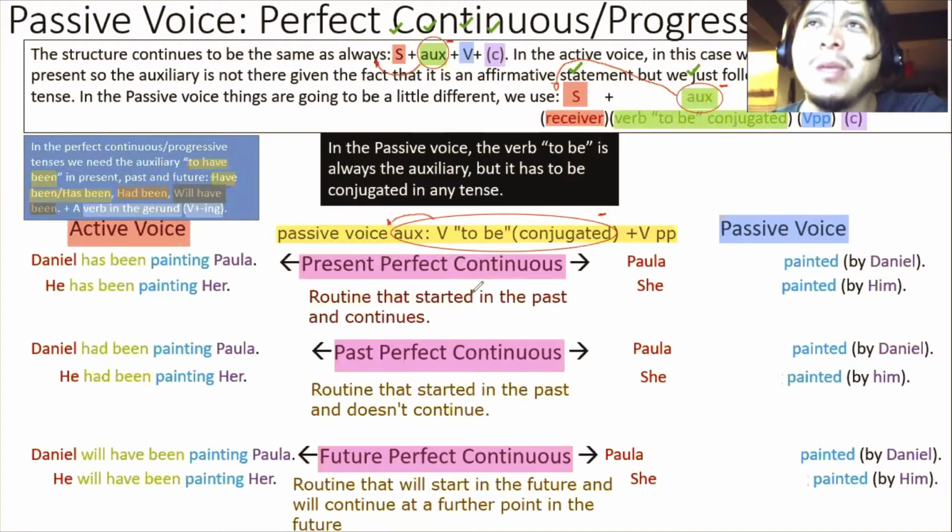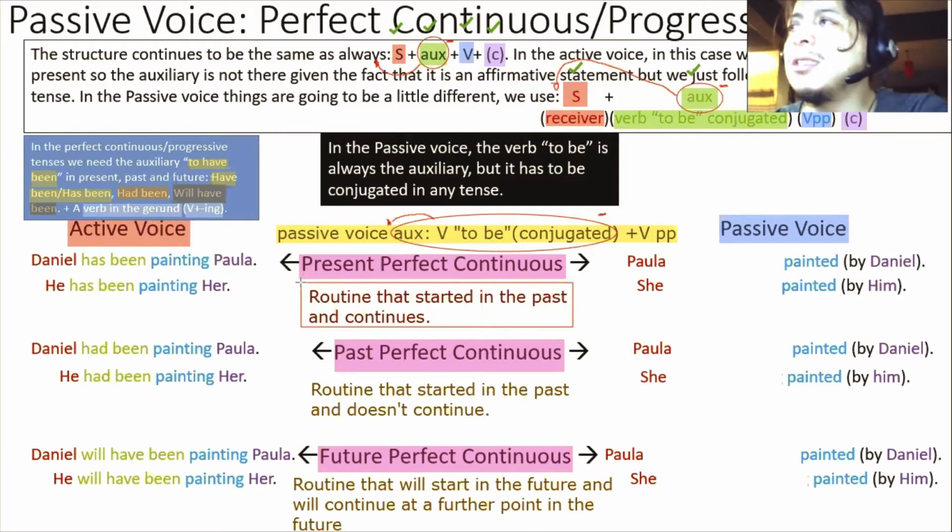Now, let's speak about the perfect continuous time tenses. We have the present perfect continuous, the past perfect continuous, and the future perfect continuous. I have a few things so that we can understand when to use the present perfect continuous. The present perfect continuous is used for routines that started in the past and continue to the present. If you say something like, I have been going to the gym, it means I started going to the gym in the past. In the past, I started going to the gym, and today I continue to go to the gym. Maybe 3 months ago, I started to go to the gym, and today I continue to do that.